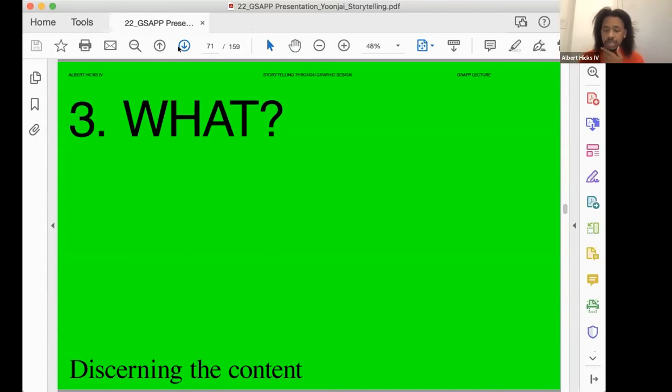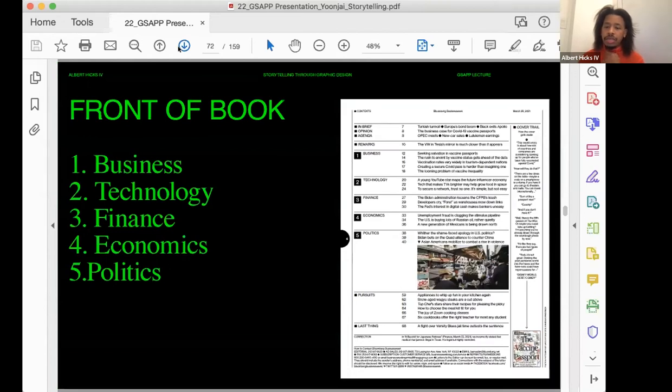And so for point three, what is really discerning content. I just wanted to talk about the structure of the book, Business Week. The front of the book has five parts. It's business, technology, finance, economics, and politics. And the way that it's structured is that each week an art director has one or two of those sections of the book. And so from there, you then work with an editor to craft those sections that week.